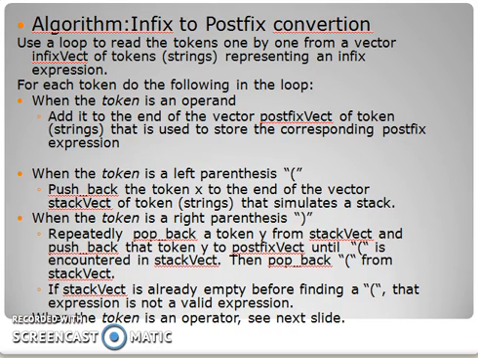First, use a loop to read the tokens one by one from the infix vector of tokens representing an infix expression. So the infix vector contains the infix expression. We are going to read the tokens from the infix vector. For each token, when the token is an operand, then add it to the end of the postfix vector.